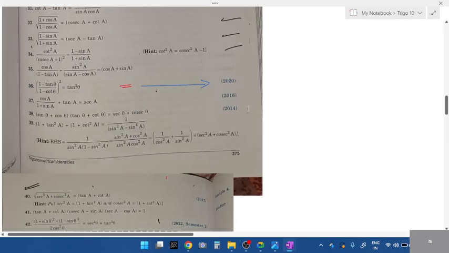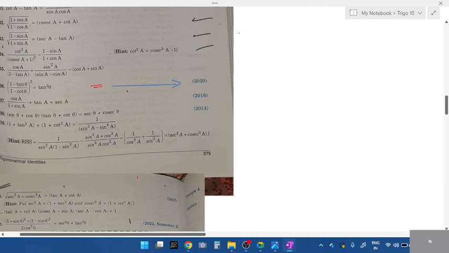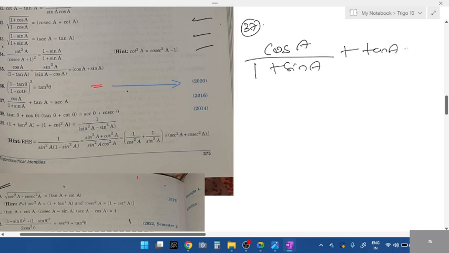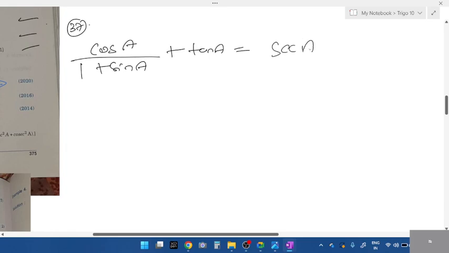Yeah. Next one, students. Next, 2016. 2016 is question number 37. Cos A divided by 1 plus sin A plus tan A is equal to sec A. Write down all the questions. This is 2016. Write it in bracket. Last 10 years, students, any subject, last 10 years questions you'll have to practice. 2016, 2015 to 2025.